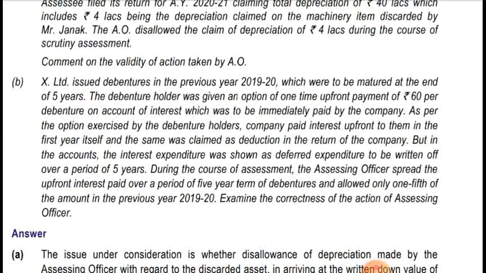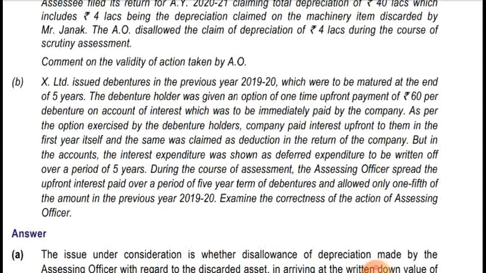The debenture holder was given an option of one-time upfront payment of rupees 60 per debenture on account of interest, which was to be immediately paid by the company. Okay, the company is immediately paying the interest on that. As the option was exercised by the debenture holder, the company paid interest upfront to them in the first year itself, and the same was claimed as deduction in the return of income.